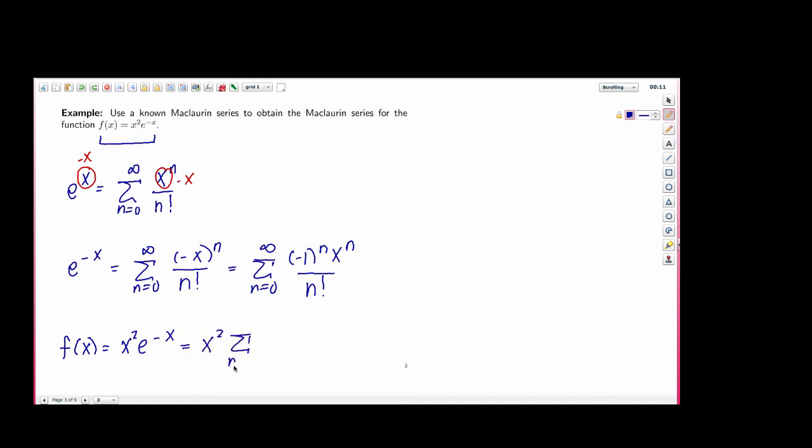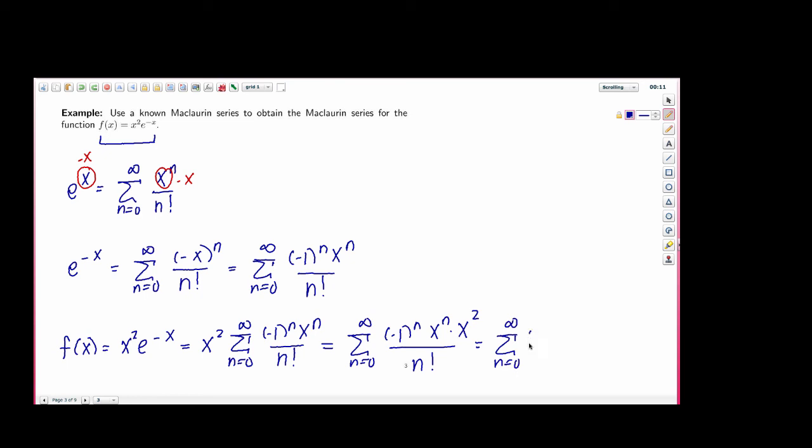So we get the sum n equals 0 to infinity of (minus 1) to the n, x to the n over n factorial, all times x squared. Now that x squared has no n's in it, so we can pull it inside the sum. We get (minus 1) to the n, x to the n times x squared over n factorial. And now finally these exponents add, so we get the sum n equals 0 to infinity of (minus 1) to the n, x to the n plus 2 over n factorial.